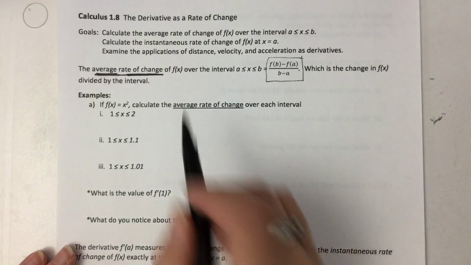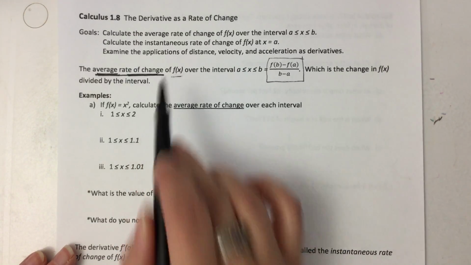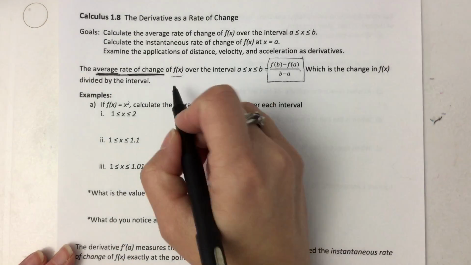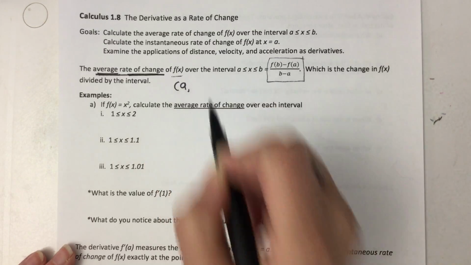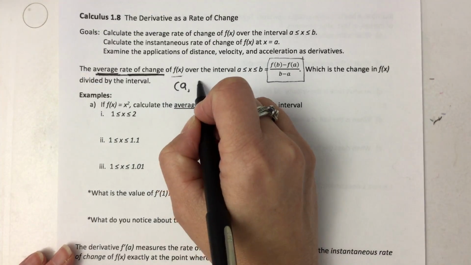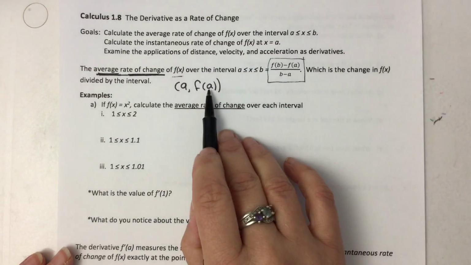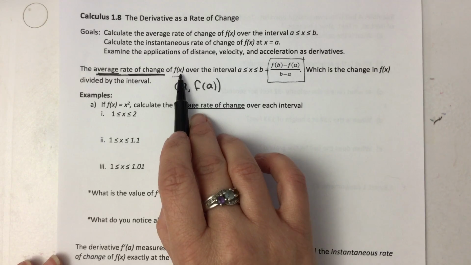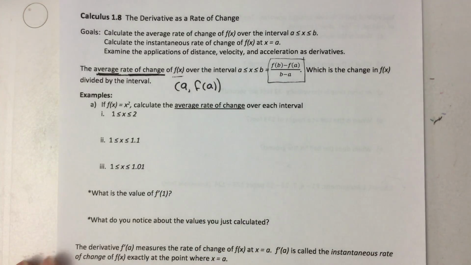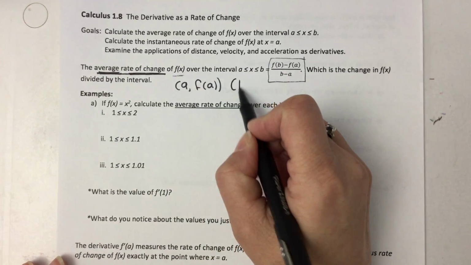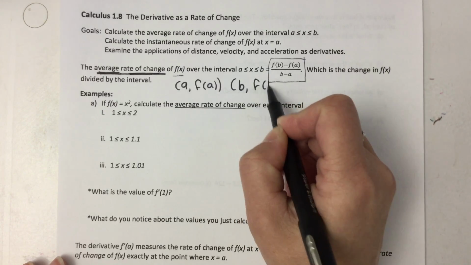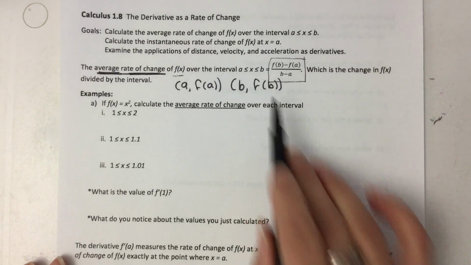Okay, now check this out. Let's say my function was f of x. If I had an x value that was a, my y value would be whatever you get when you plug a into your function. So it would be f of a. Then if my x value was b, the y value would be f of b.